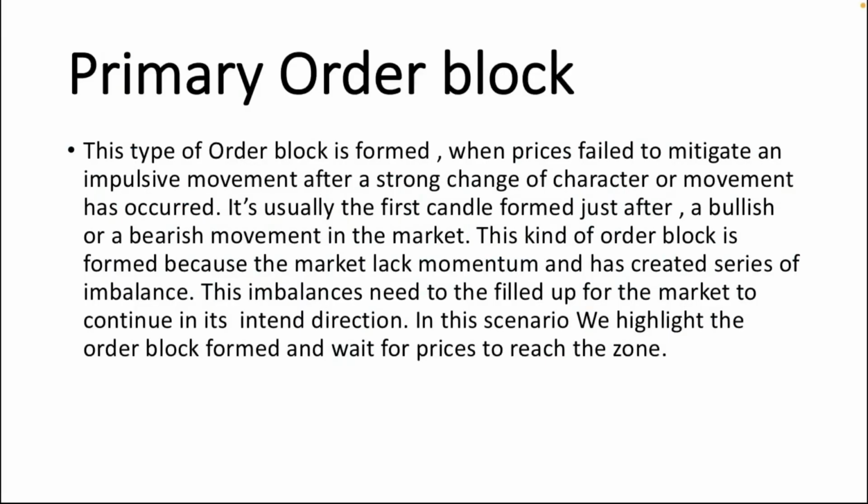Now let's see the primary order block. This type of order block is from when prices fail to mitigate an impulse movement after a strong change of character or a movement has occurred. It is usually the first candle formed just after a bullish or a bearish movement in the market. This kind of order block is formed because the market lacks momentum and has created a series of imbalances, and I hope you guys know what imbalances are.